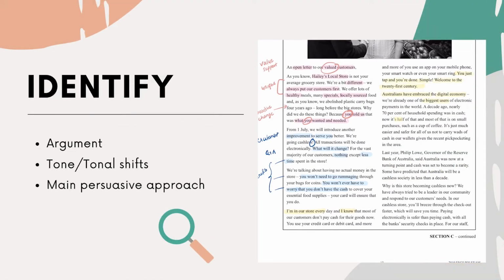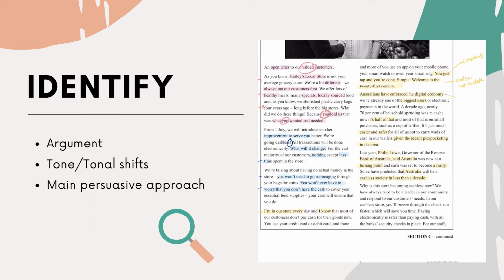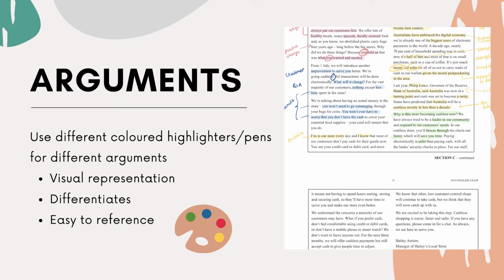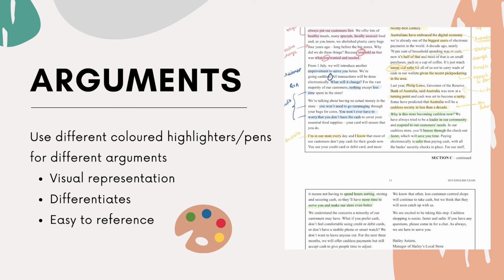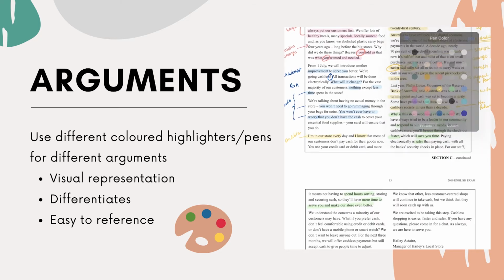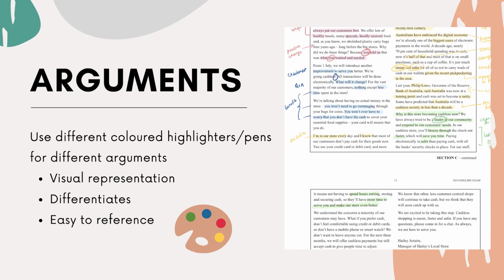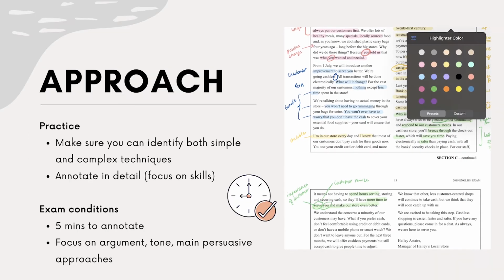Now you want to identify the arguments that make up the overall contention, any tone or tonal shifts, the main persuasive approaches. Make sure you write these on the sideline so you can refer back to it when writing your analysis. We suggest using different coloured highlighters for different arguments. It gives you a visual representation of how the paragraphs differentiate but also connect to one another. It also makes it much easier to refer to when writing.